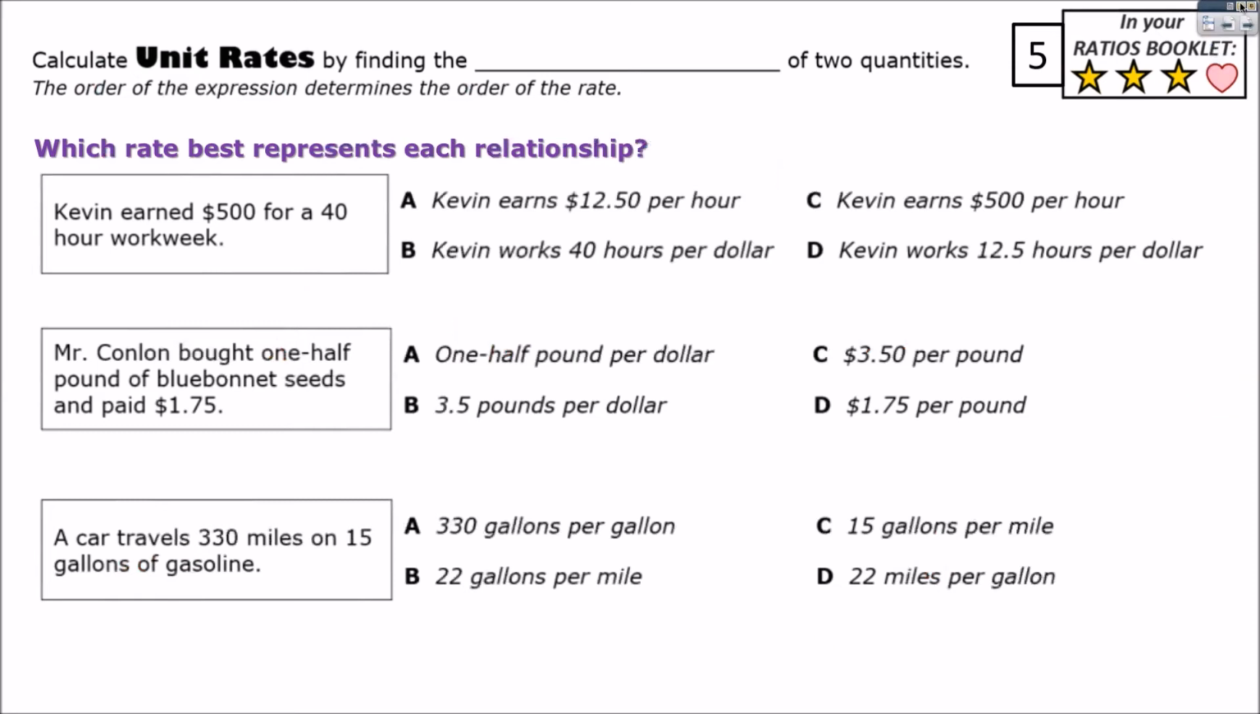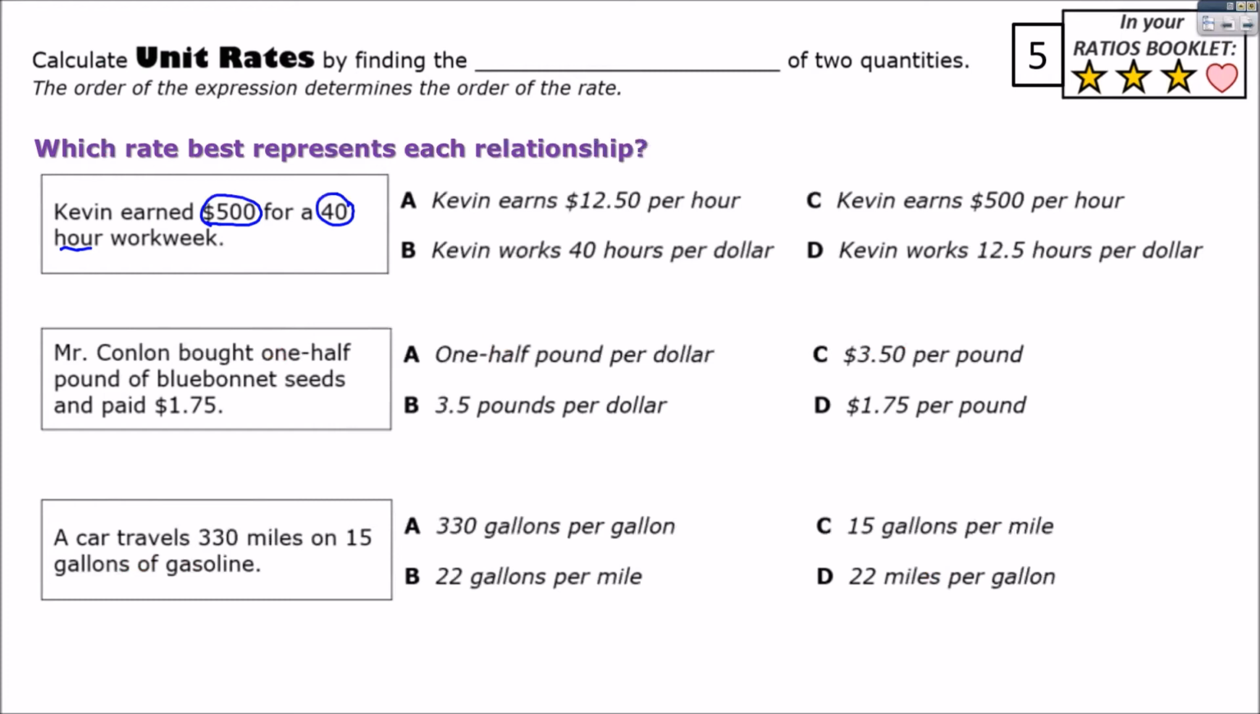So here it says, Kevin earned $500 for a 40-hour work week. This is my trick. Which one has more, the money or hours? Money, which means it has to be more money in the answers. So anywhere in the answers, the money has to be more.